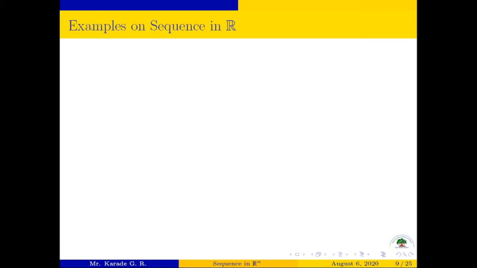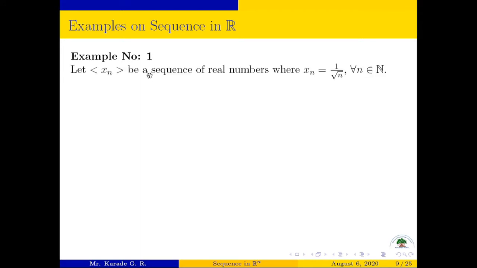So see the examples on sequence in R. Let us see one example on sequence in R. Let xn be a sequence of real numbers where xn equal to 1 upon root n for all n belongs to N. The terms of the sequence xn are, if I put n equal to 1, 2, 3, 4, dot dot dot in this equation, then you will get the terms of that sequence.